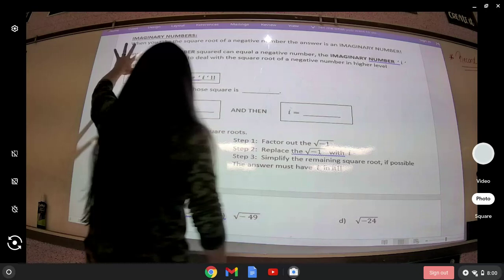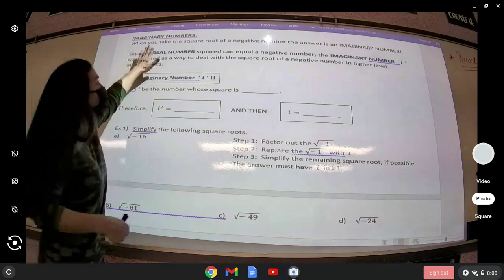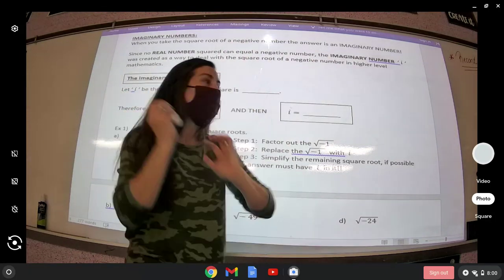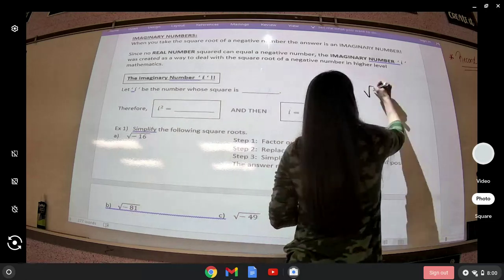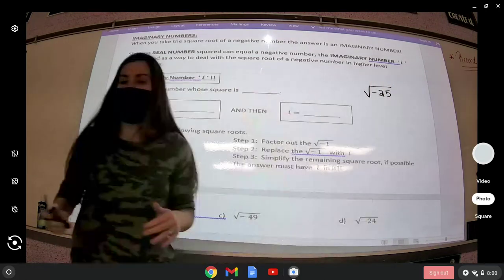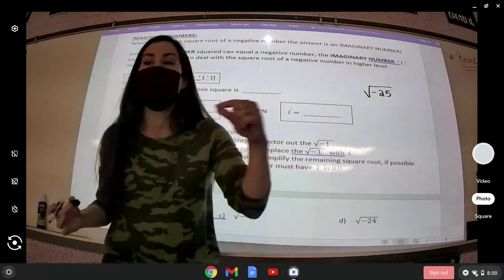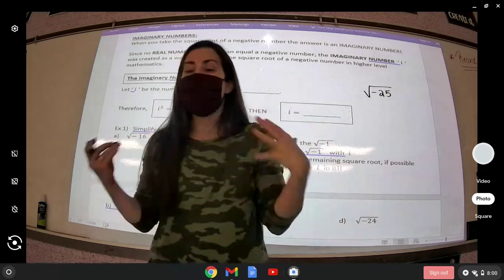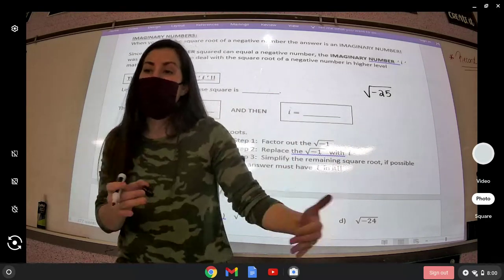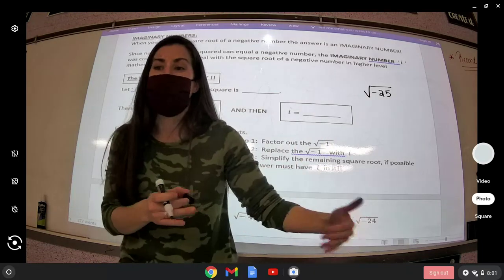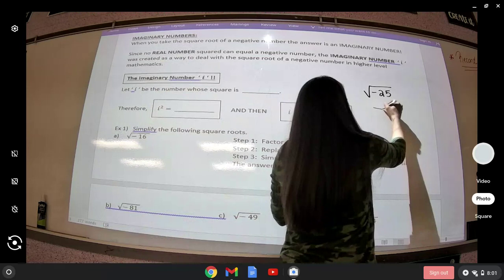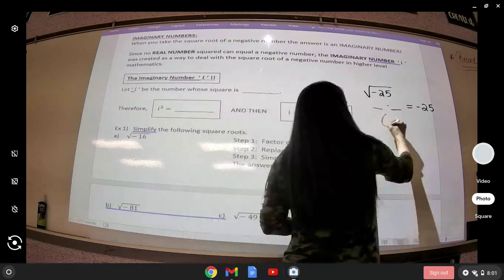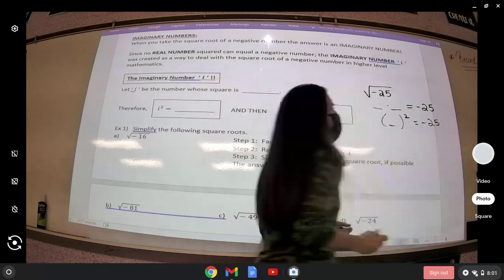All right, so here we go. Imaginary numbers. When you take the square root of a negative number, the answer is an imaginary number. So if I asked you, what's the square root of negative 25? Just think about what that's asking you. It's asking you, what did you square, or what did you multiply by itself two times to equal negative 25? What times what equals negative 25?